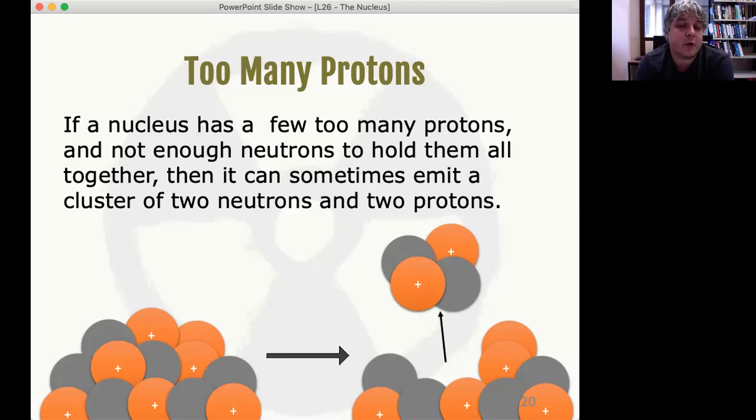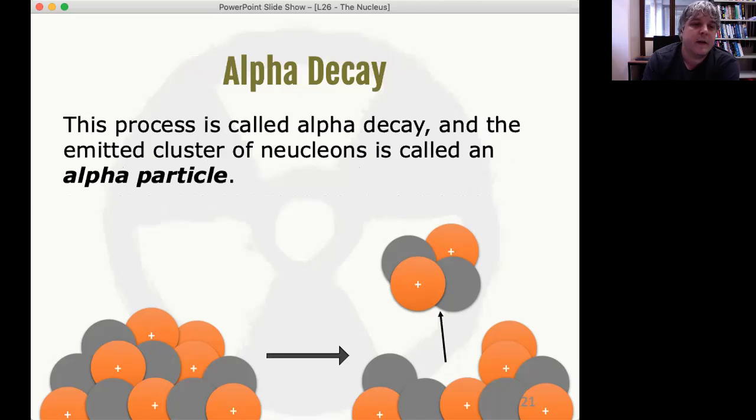On the other hand, if you've got too many protons and not enough neutrons to glue them all together, then the nucleus can sometimes emit a little cluster of them. It's always 2 protons, and they always take 2 neutrons with them. So we just get rid of 2 neutrons and 2 protons. That process is called alpha decay, and the emitted cluster of nucleons is called an alpha particle.